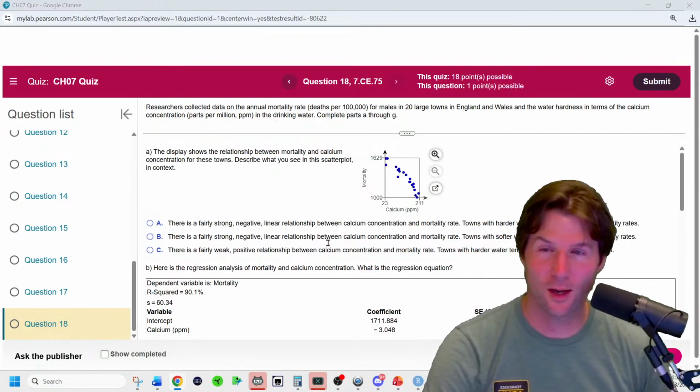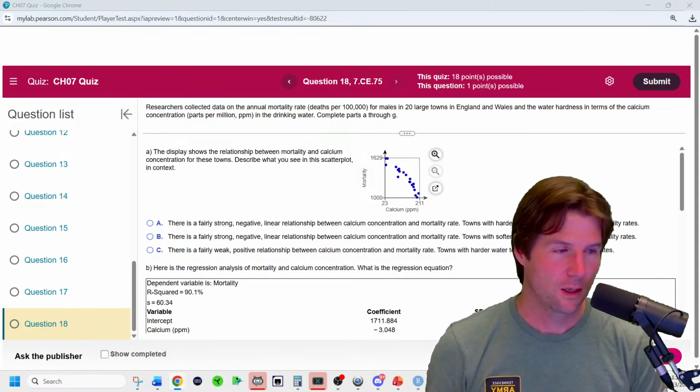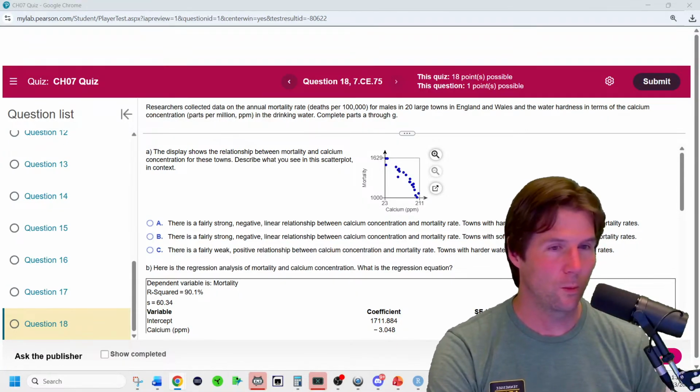So here we are on mortality rate and calcium. Now, this question requires you to have a little bit of interesting knowledge of how water physics works.